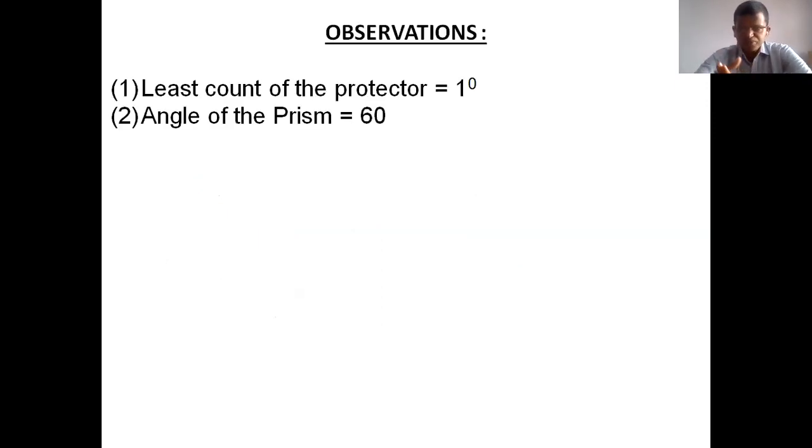This practical needs some observations. First, the least count of the protector. It is compulsorily 1 degree, as you know very well, because you use this protector in maths. And the angle of the prism is theoretically 60, because the prism is a triangle, made with 180 degrees, so each part is 60. The angle of prism, 60, is a known value, given by the examiner at exam time.